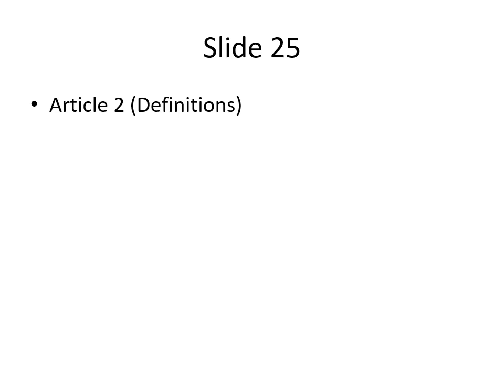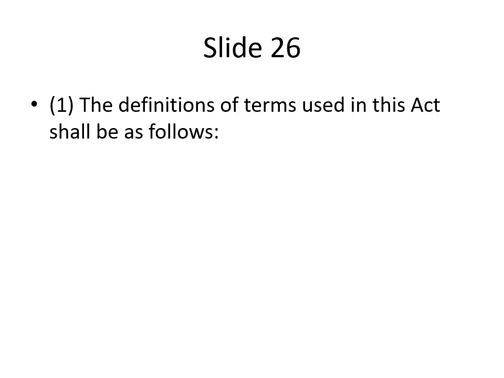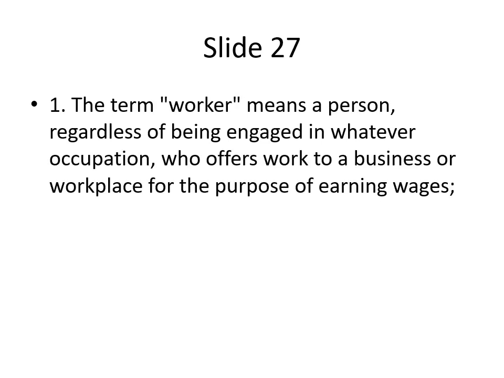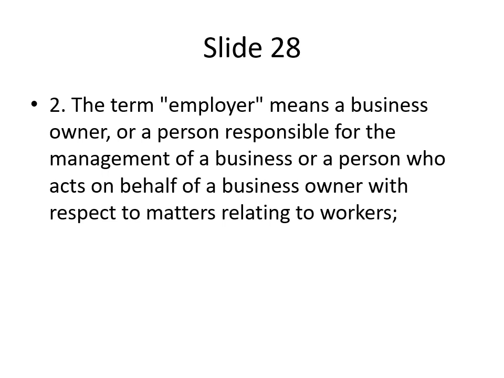Article 2, Definitions. 1. The definitions of terms used in this Act shall be as follows. 1. The term worker means a person, regardless of being engaged in whatever occupation, who offers work to a business or workplace for the purpose of earning wages. 2. The term employer means a business owner or a person responsible for the management of a business or a person who acts on behalf of a business owner with respect to matters relating to workers.